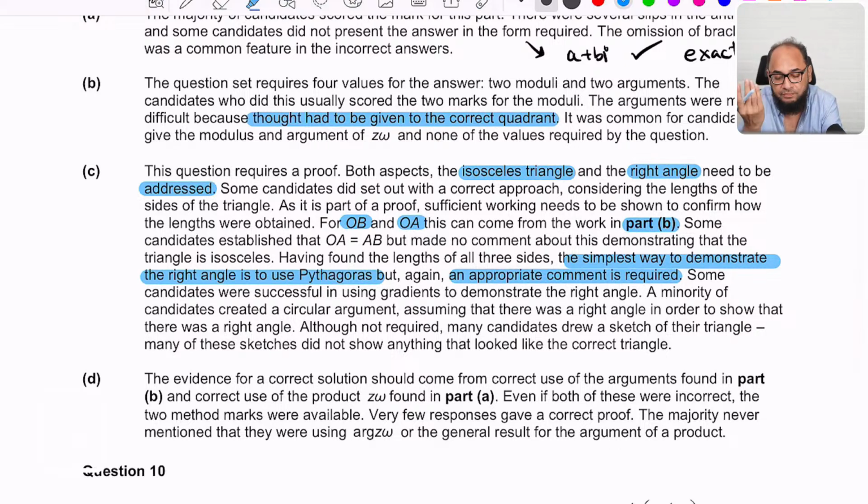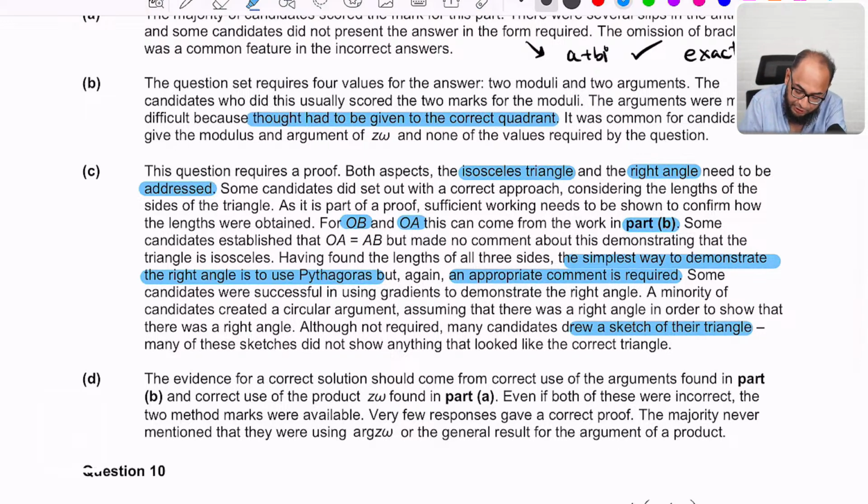I mean, I don't want to say anything about it. Although not required, many candidates drew a sketch. No, I won't agree with this part. I think a sketch makes you think clearer. That clarity of vision is needed, so draw a sketch.